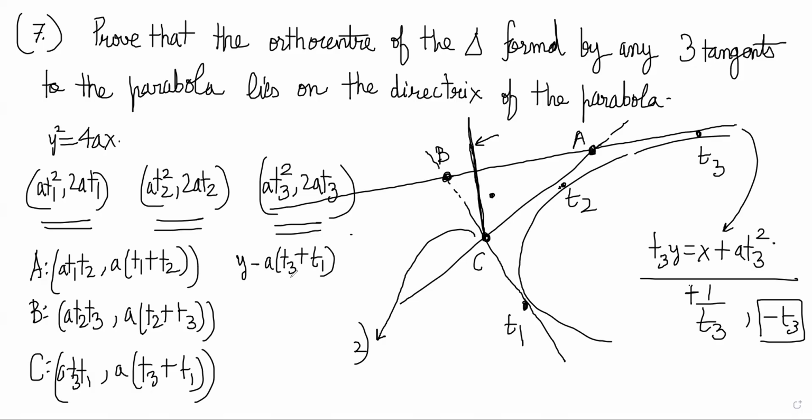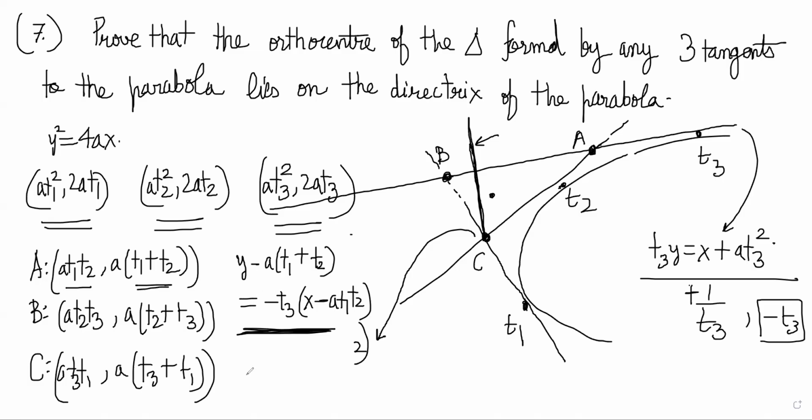Actually my labeling is slightly wrong. This point is the intersection of tangents from here and here. So C is not actually this. C is going to be (at1t2, a(t1 plus t2)). So this one would be y minus a(t1 plus t2) is equal to, the slope of my required line is minus t3, and x minus at1t2. This is my altitude and I need to find another altitude like this.